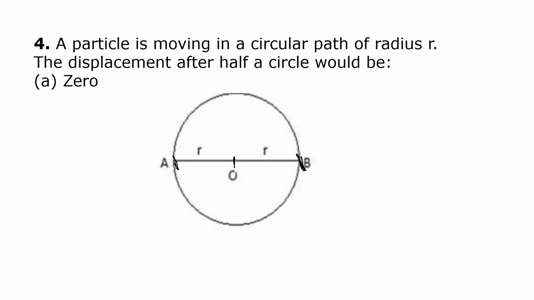From A to B it is moving. When will it become 0? When the starting point is equal to the ending point, then we can take 0. But here it is not that case.